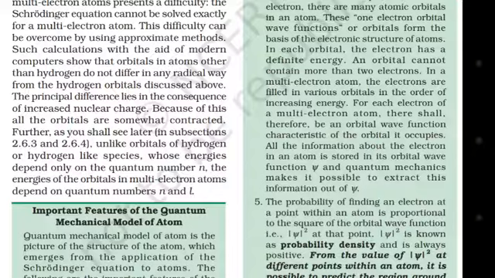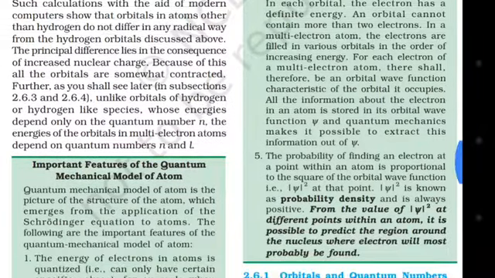All the information about the electron in an atom is stored in its orbital wave function psi, and quantum mechanics makes it possible to extract this information out of psi. बहुत important line है ये. All the information about the electron in an atom is stored in its orbital wave function psi, and quantum mechanics makes it possible to extract this information out of psi.